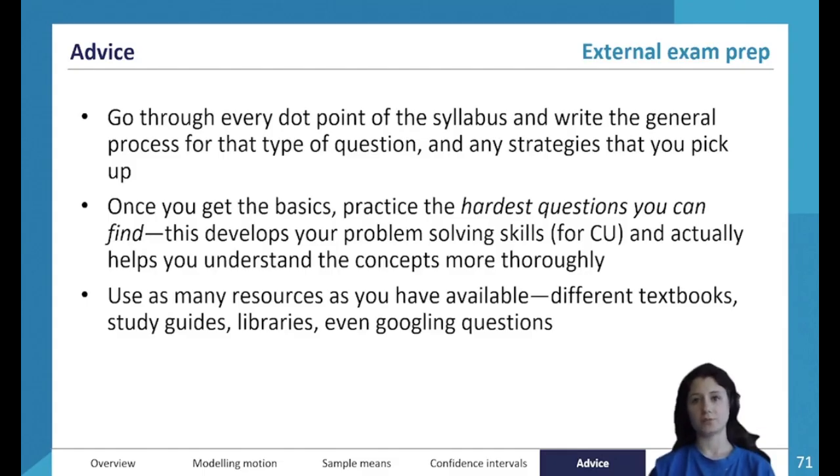Use as many resources as you have available. So different textbooks, study guides, libraries, even Googling questions is really helpful. You don't want to just be prepared from one textbook that your school provides and then miss out on anything. So if you're able, find some different textbooks.